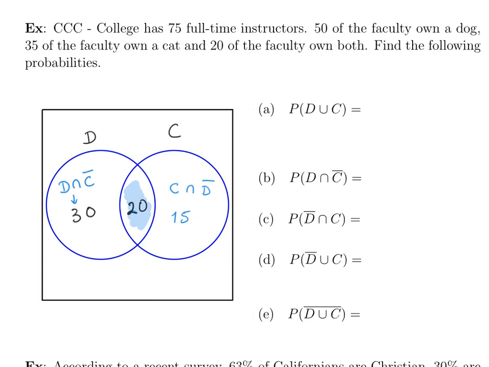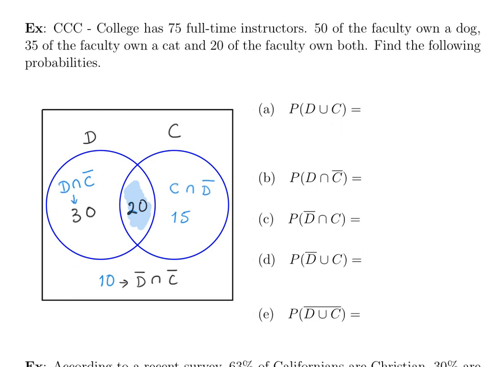Now, how many do we have so far? If you add this plus that, that's 65. But the problem says that there is 75 people in here. So that means there is 10 outside. And remember, these are the people that do not have a dog and do not have a cat. So there is 10 of them. Once you have completed the Venn diagram, which means now you have the sample space, you can solve any of the problems.